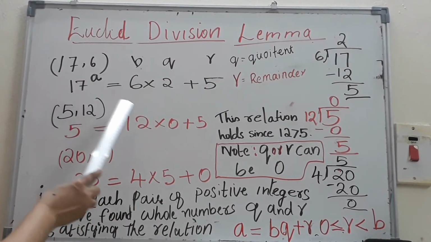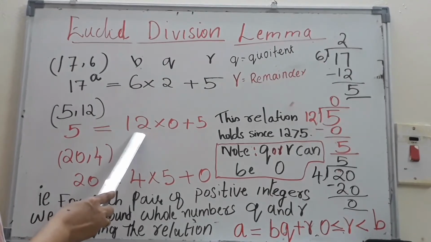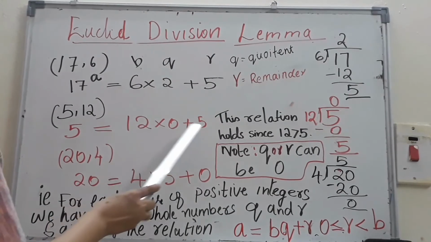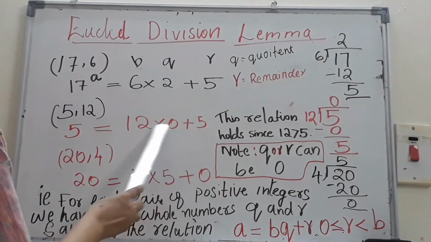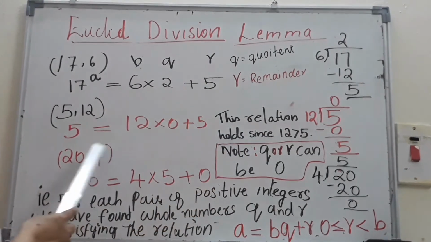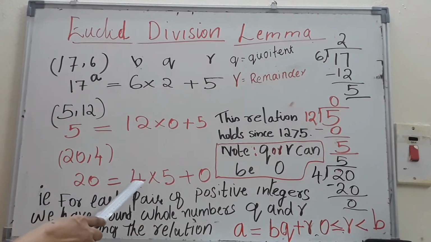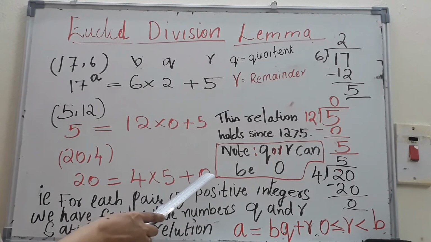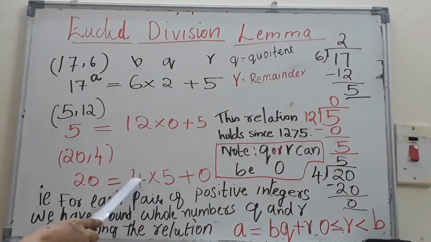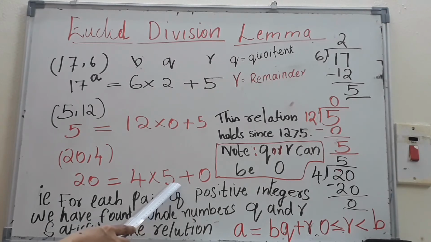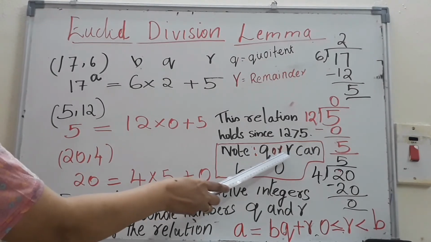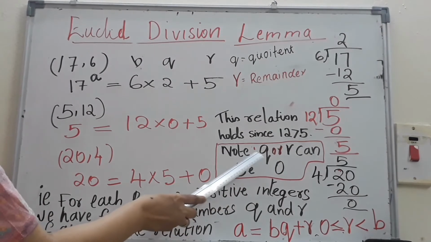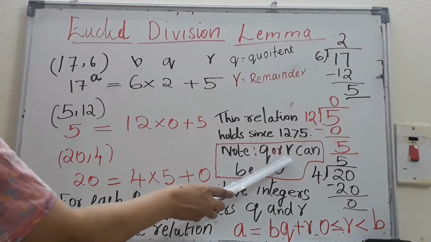Okay. In this case, what is b here? 12. So what is r here? 5. So we can say 12 is greater than 5. So this relation holds. In this other case, what is the divisor here? 4. And what is r here? 0. Here 4 is greater than 0. So this relation holds. As a note, you have to say q or r can be 0.